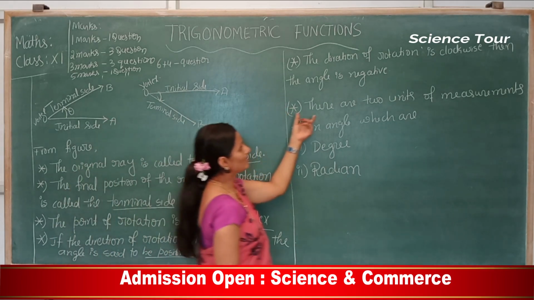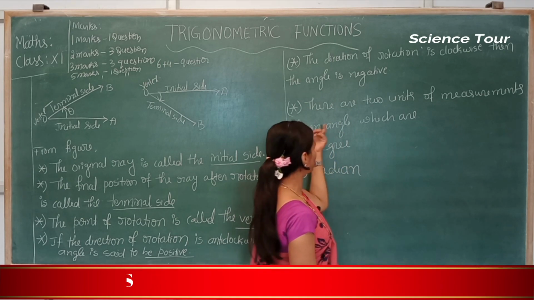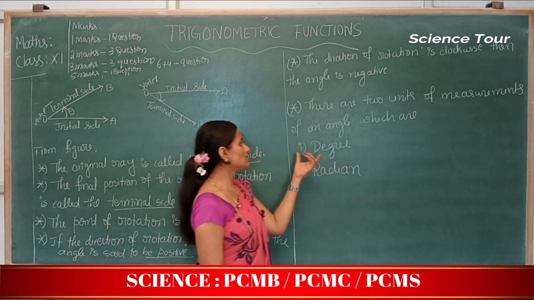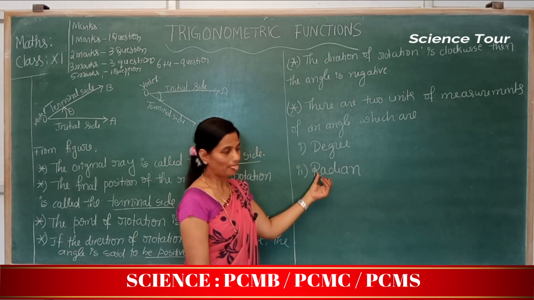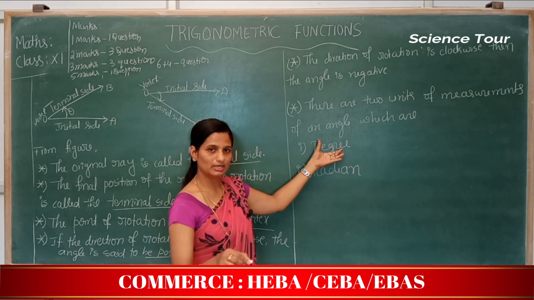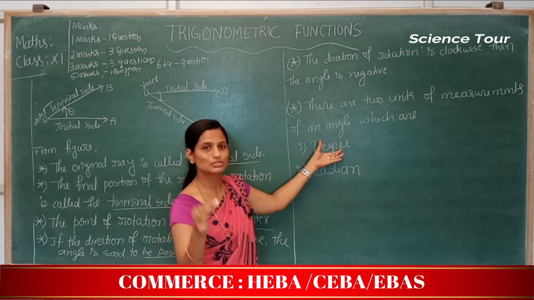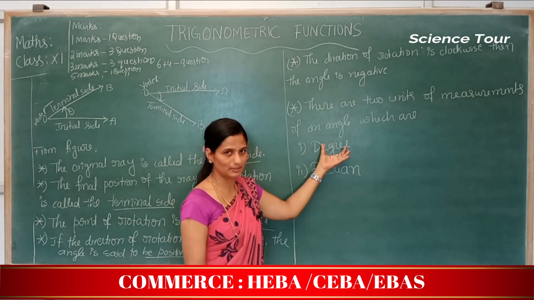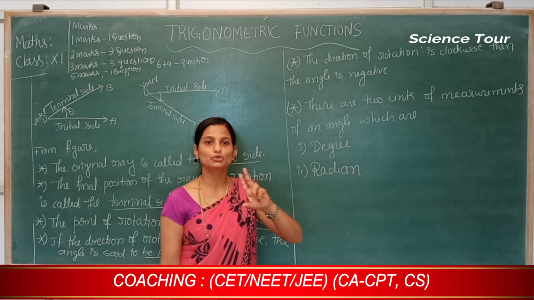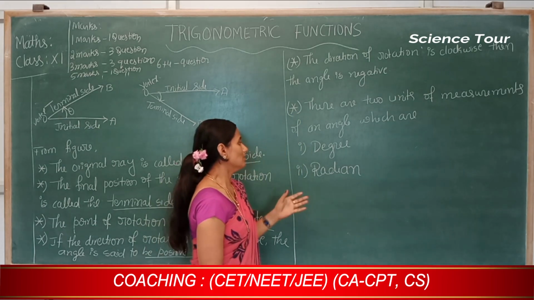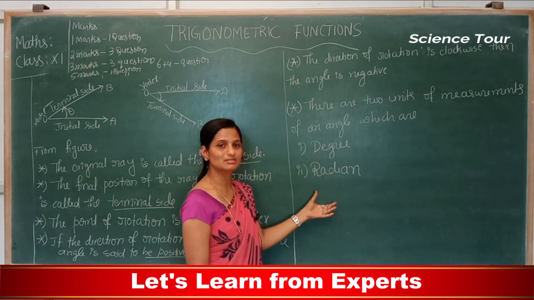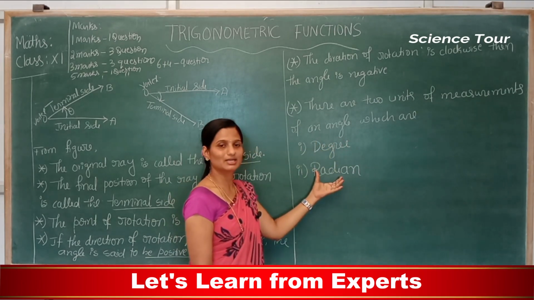Now next, there are two units of measurement of an angle. There are two units for measuring an angle, which are degree and radian. Degree you already know from your previous class: 30 degree, 40 degree, 60 degree, those angles you measured only in degrees, right? This is the new concept, radian measurement. There are many units, but we are discussing here radian and degree.